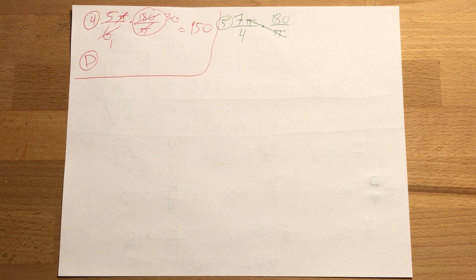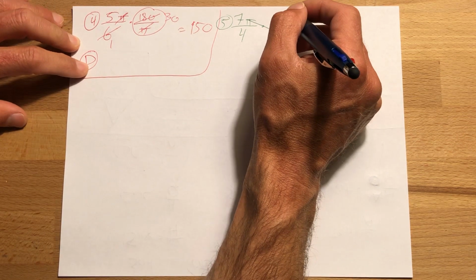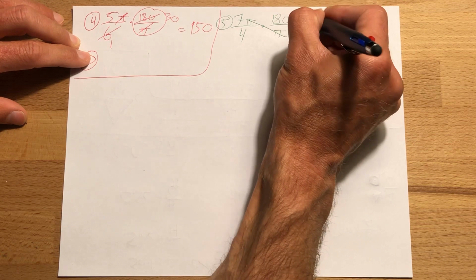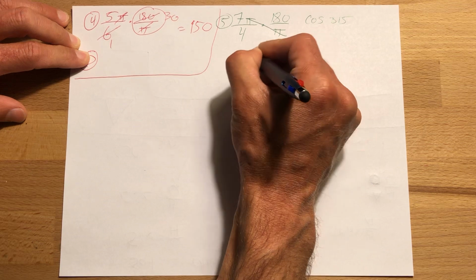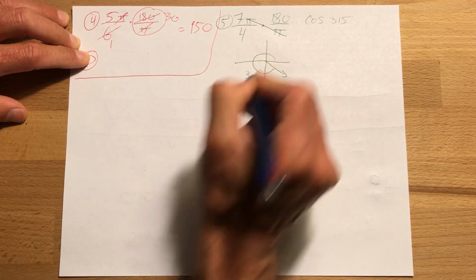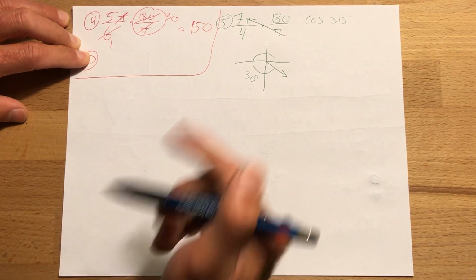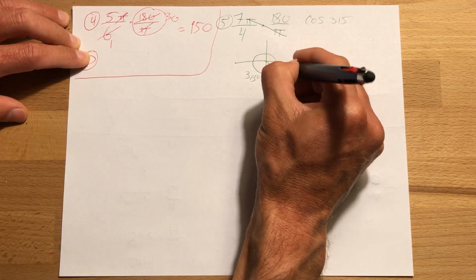So I'm just going to go, instead of reducing, I'm just going to use my calculator. 180 times 7 divided by 4 is going to give me cosine of 315. So if I were to draw out 315, it would be right here. This is 315 degrees, giving me a reference angle, because it's always to the x-axis, of 45 degrees.